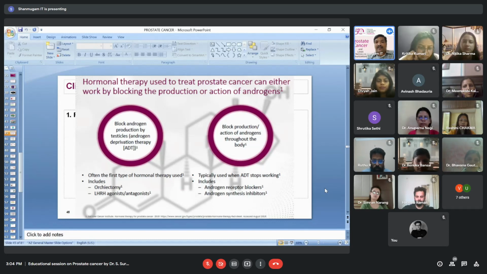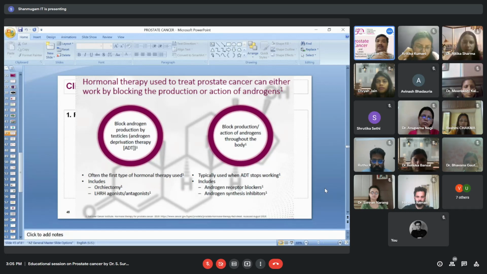Either it can be done by surgery, orchiectomy, or by medicines. That's called androgen deprivation therapy, ADT, wherein we use LHRH agonist or antagonist. Either we use medicines which directly suppress LHRH action, that's called an antagonist, or we give an LHRH agonist so that the negative feedback is kept under constant control, so that the pituitary doesn't produce further stimulation.